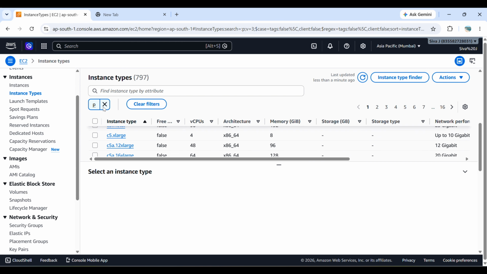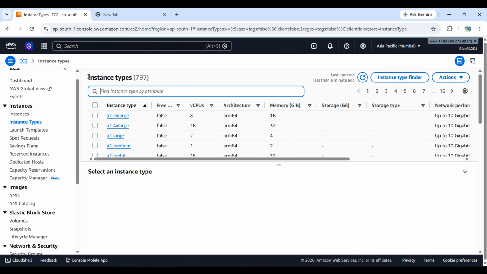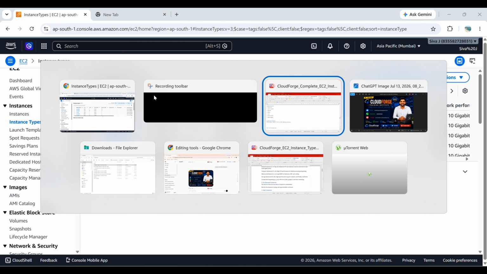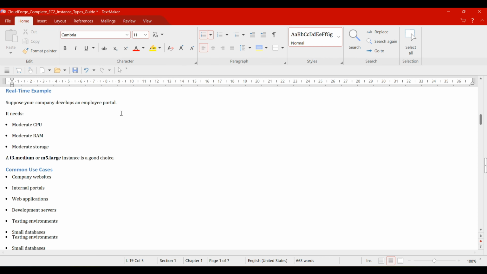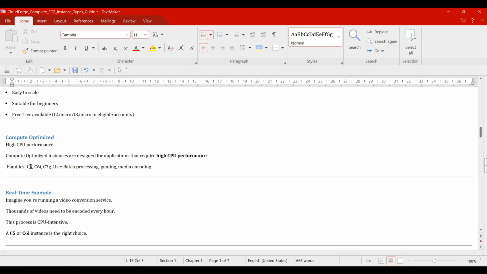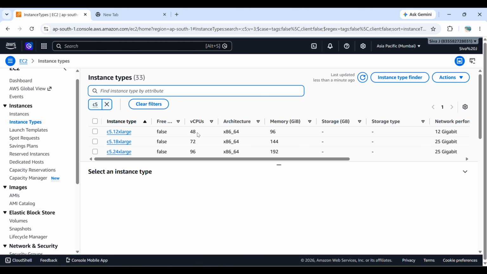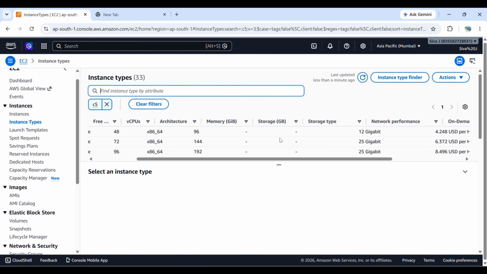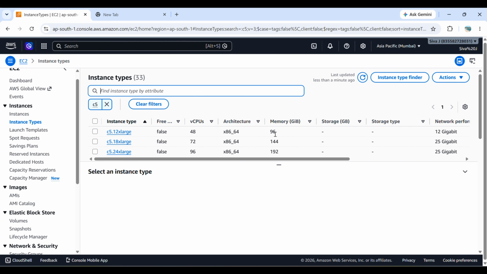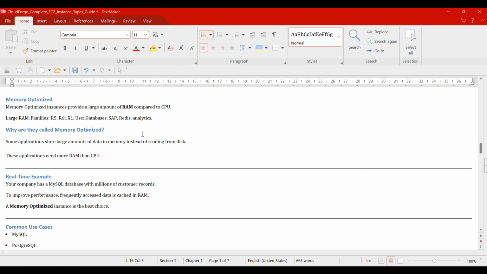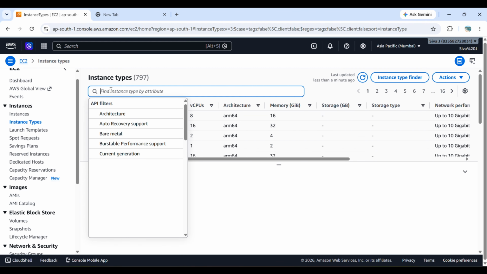To search it, come to the EC2 console and click on EC2 instance types. You can see this many instance types. Then you can search for storage optimized. General purpose starts with T2, T3. These are the families, and for compute optimized, the families are C5, C6. So if you see, CPU is high for this, and you can see the network performance and how much you have to pay per hour. When it comes to memory optimized, it's R5, R6. Those are the instance types.